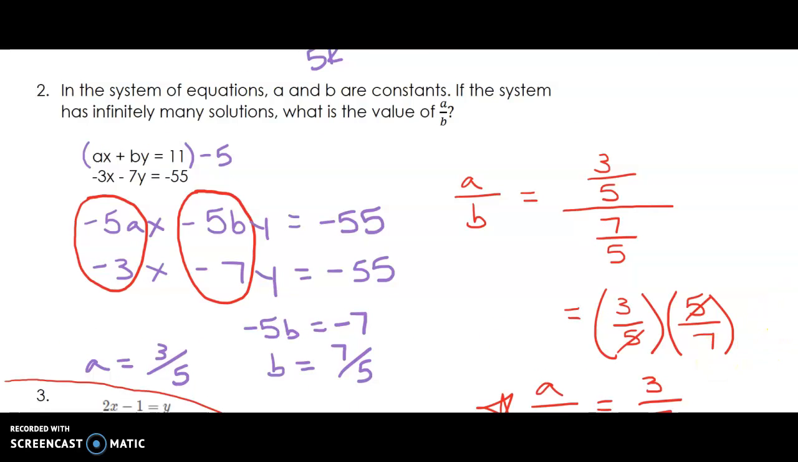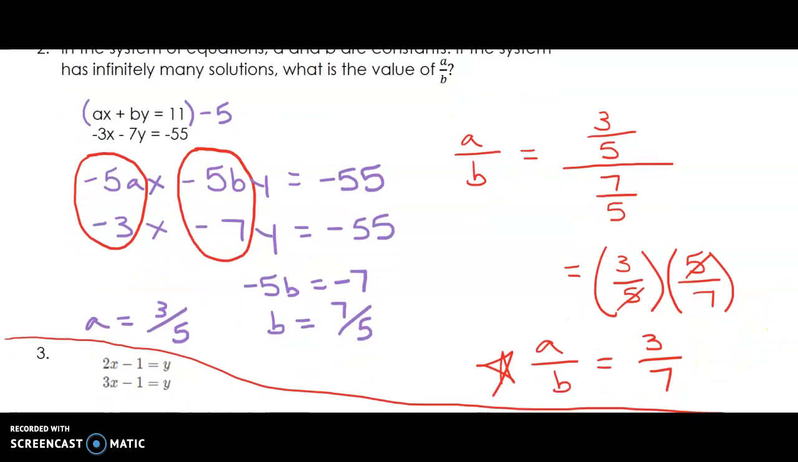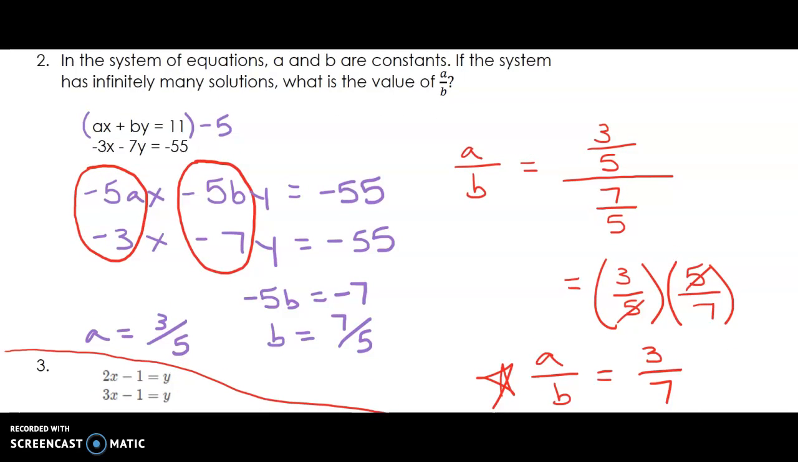Now for the second example, I've already done the work. My answer is starred at the bottom right corner of the screen. Do you notice anything about my answer in the set of equations that they've given us? Hopefully you notice that if you're looking at the second equation, a over b is negative 3 over negative 7. That gives us 3/7.